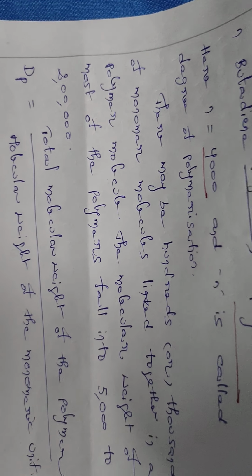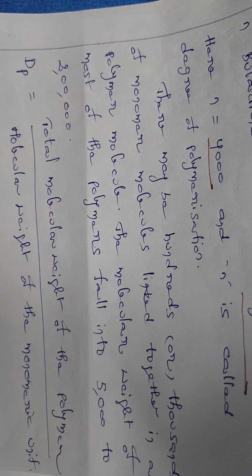Degree of polymerization is indicated with DP, D suffix P. What is the formula for calculating or finding the degree of polymerization? DP equal to total molecular weight of the polymer divided by molecular weight of the monomeric unit. By using this formula we can find out the degree of polymerization.